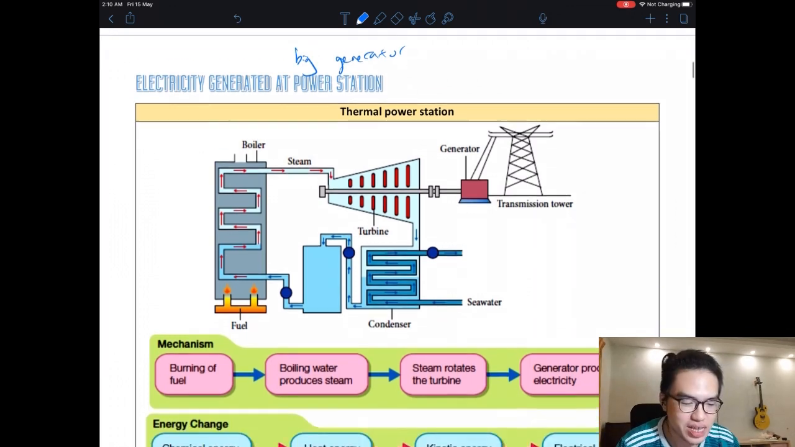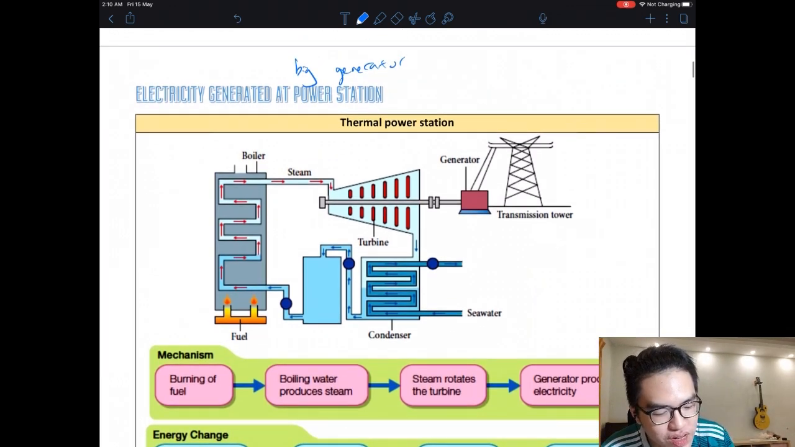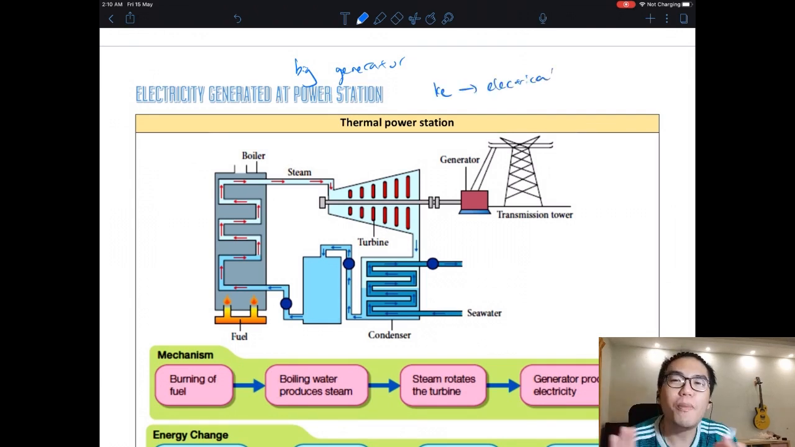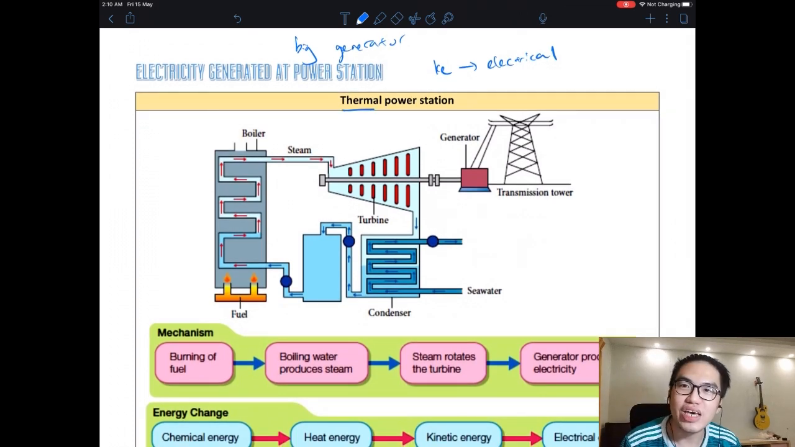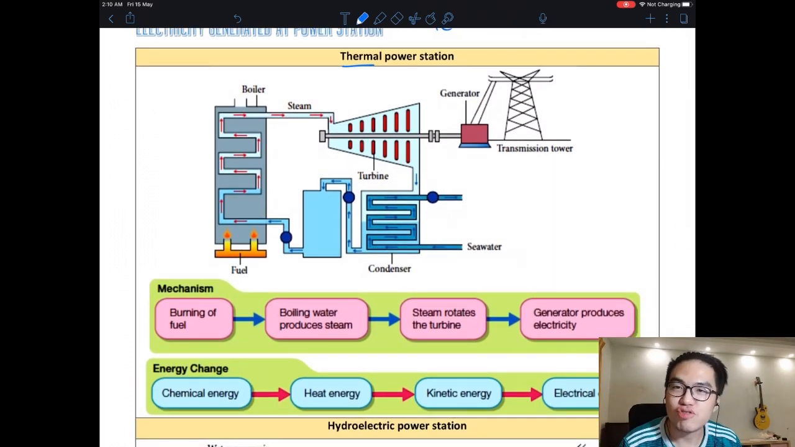So just now we said that we need to convert kinetic to electric. All power stations work the same way. So how do we create kinetic energy? Let's look at thermal. Thermal means I use fuel like petrol or coal or natural gas to generate electricity.